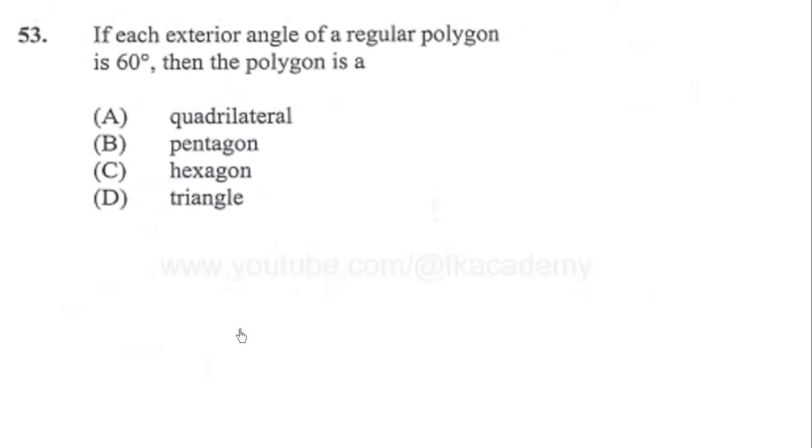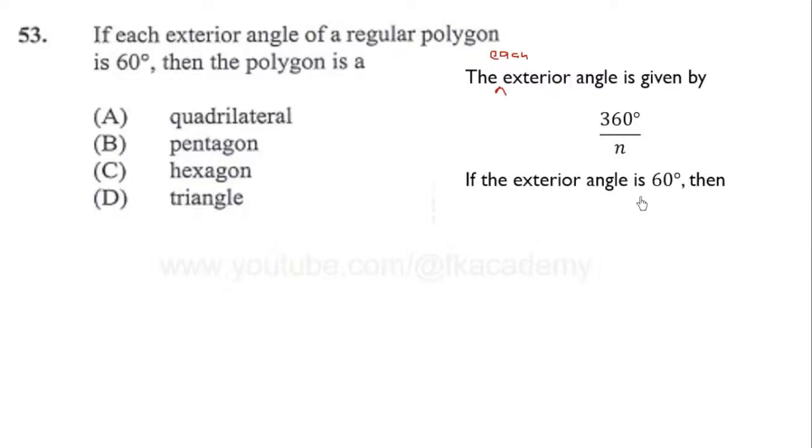Now let's look at 53. If each exterior angle of a regular polygon is 60 degrees, then the polygon is: each exterior angle is given by 360 degrees over n. If the angle is 60, we equate this expression to 60 to get 360 over n equals 60 degrees. Now let's swap the positions. Let 60 come here, and let n come here, to get 360 over 60 equals n. That will give us 6. Therefore a polygon with 6 sides is called a hexagon. So the polygon is a hexagon.